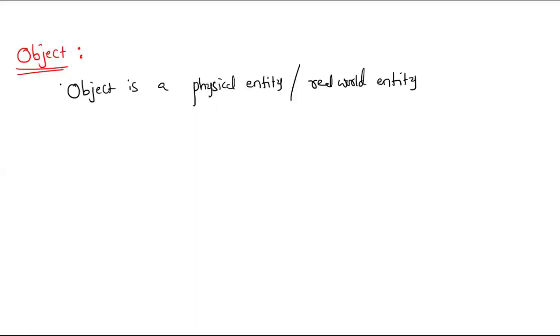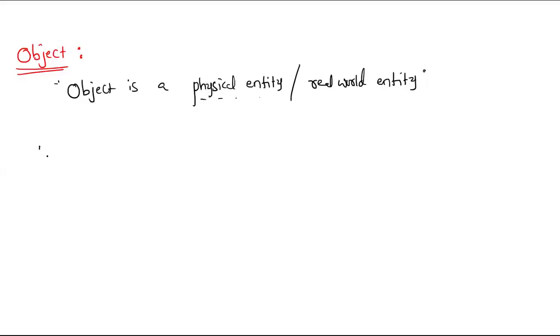Then how to create the object? By using class name. If you remember the class definition, class is a virtual entity which is used to create the object. So now by using class only we are going to create the object. What is object here? It's a physical entity or a real world entity.